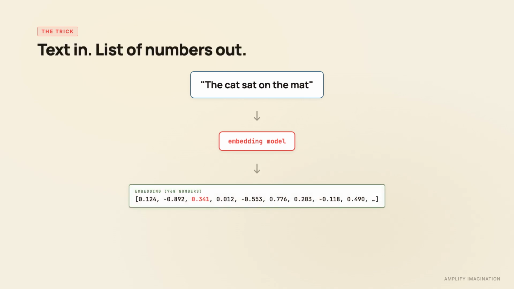Here's the trick, and it's beautiful in how simple it sounds. Take a piece of text, run it through a model that's been trained for this purpose. Sometimes the same model that does generation, sometimes a smaller specialized one. The model produces a list of numbers. A long list, usually hundreds or thousands of numbers. That list is the embedding.